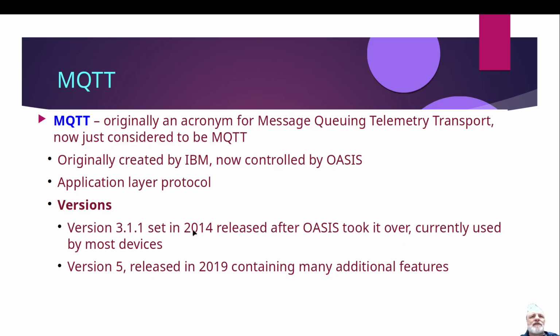And so there's a couple of different versions. Well, there's a lot of different versions, but there's just two that I want to discuss here. There's version 3.11, which was actually kind of standardized by this Oasis right after they took it over in 2014. And this one is currently being used by most devices. And then from there, they've been upgrading over the years. And there's a version 5 that was actually released 6 years ago. So there's probably newer versions now. But version 5 added a lot of extra features that weren't available in the original 3.11 version. But like I say, a lot of the devices that are still being used are older devices that haven't been upgraded, and so they're still using this 3.11 standard. So they don't have some of the additional features, but they're still very useful.